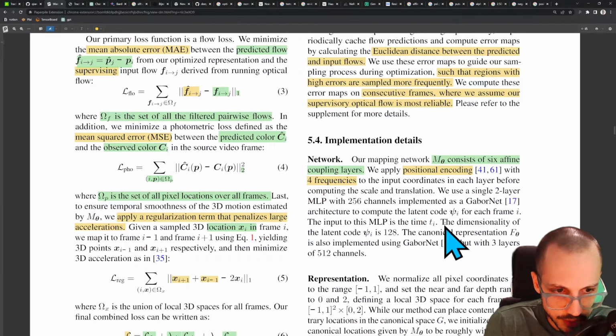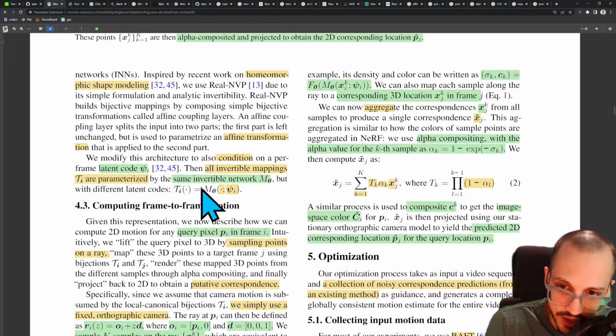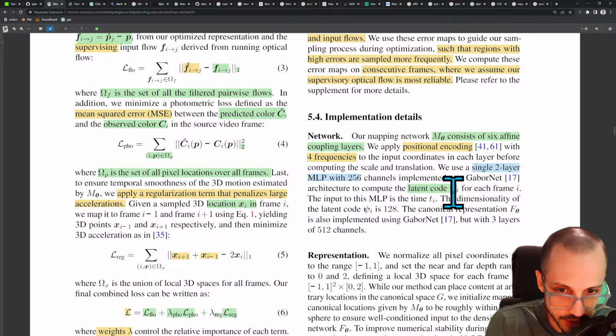Before computing the scale and translation, we use a single 2-layer MLP with 256 channels. That is a very small little neural net, to be honest, implemented as a GaborNet architecture to compute the latent code. This is the latent code that they use to condition the M. So here, M theta, the invertible network that maps from xi to u, is being conditioned on this latent code, psi i. That latent code is generated by this 2-layer MLP. For each frame i, the input to this MLP is the time. So the latent code is literally just the time. The dimensionality of the latent code is 128.